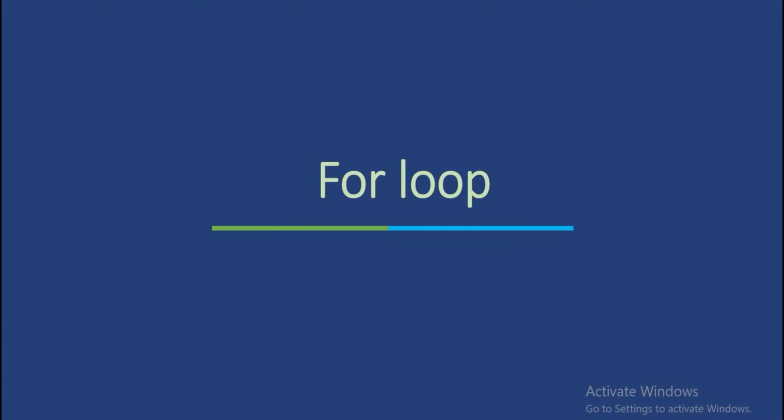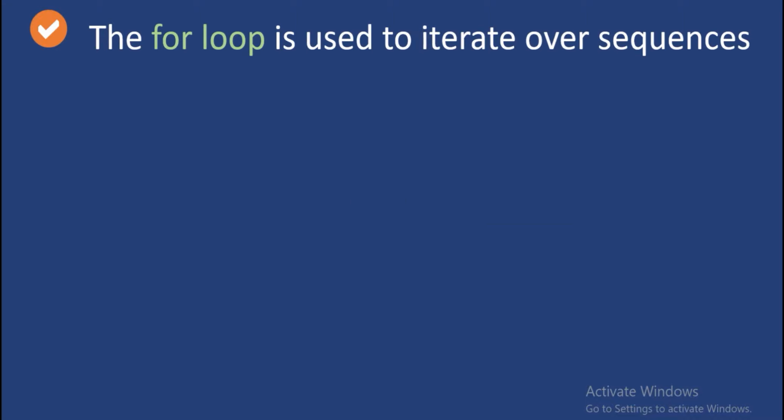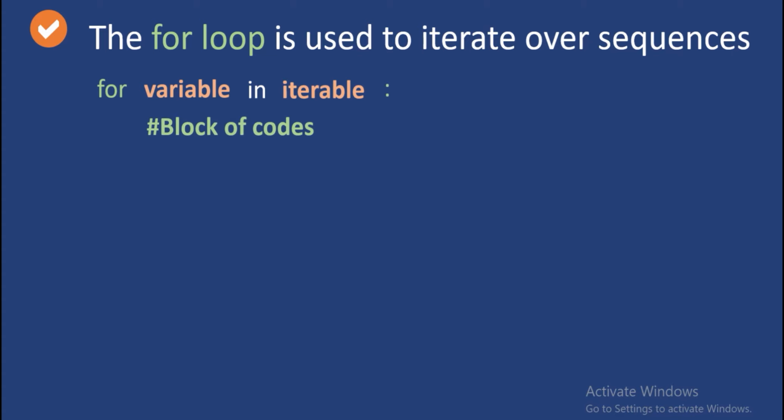For loop. The for loop is used to iterate or go over a sequence or list of items. For example, I can say for, pick any name of my choice for the variable, in the list of the items, which is the iterable. Then you put a colon and execute a block of code. That is the for loop.